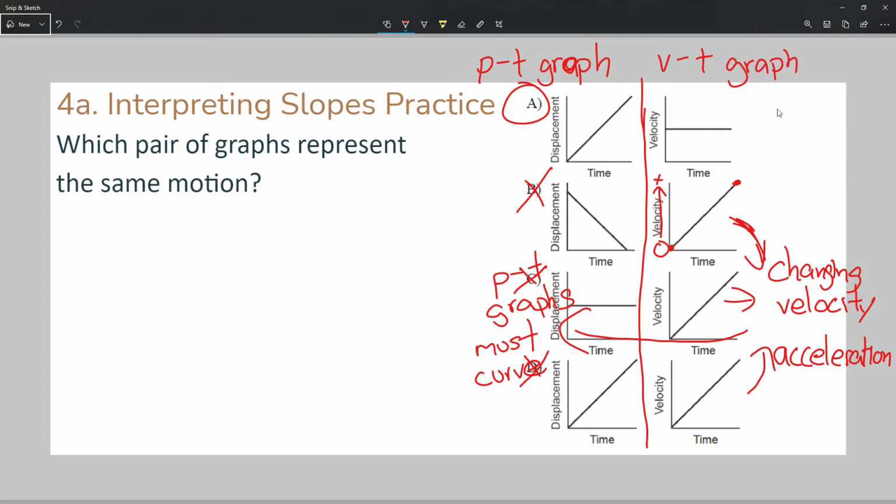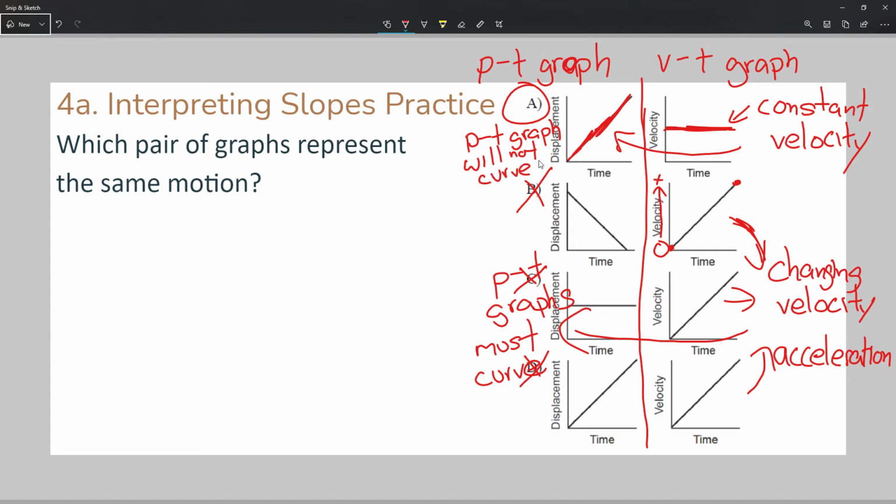Well, let's kind of figure out why A is correct. This is showing you, right? This is your velocity is staying the same. So we can say that this is a constant velocity. And with a constant velocity, our PT graph cannot curve. It's just going to look like this slope here. And that's the accurate thing here, right? So if we have a constant velocity, our PT graph will not curve. And that's really it, right? That's really it. Feel free to pause if you're copying this down.